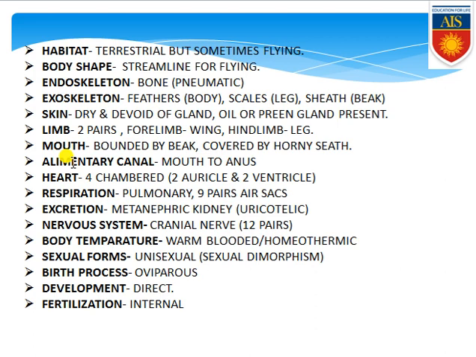Endoskeleton is exclusively bony, but inside the bone, marrow is absent, it is totally hollow, so that's why their bone is called pneumatic bone. Exoskeleton: they have feathers covering their body. They have scales on the surface of the leg, and a sheath, a covering, on the beak. Keep it in your mind, their skin is dry and devoid of glands.